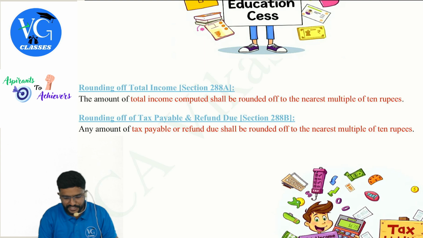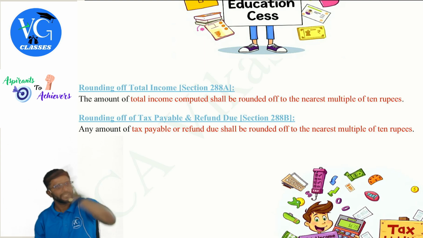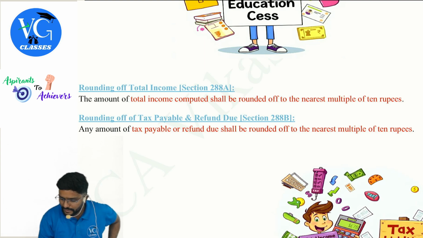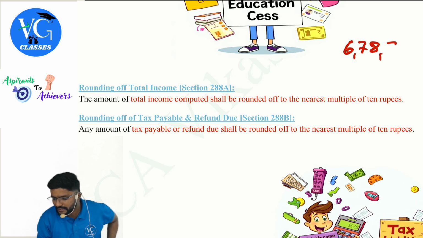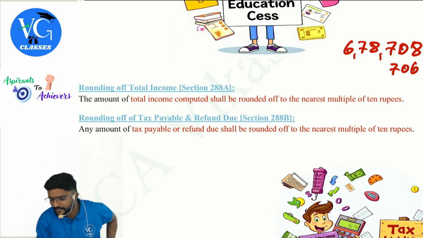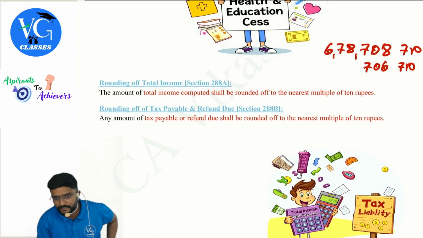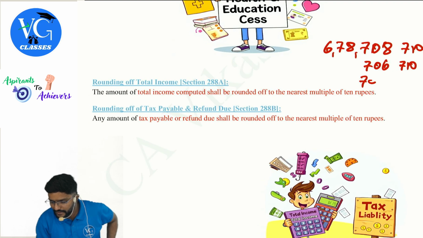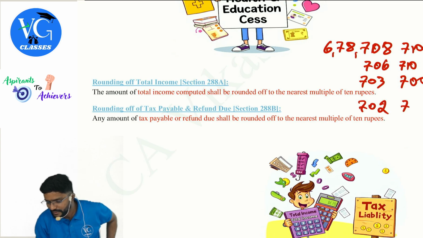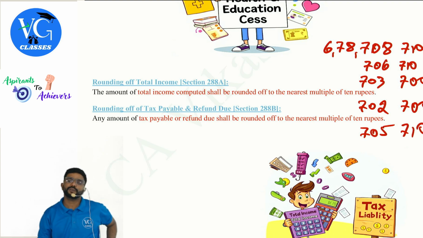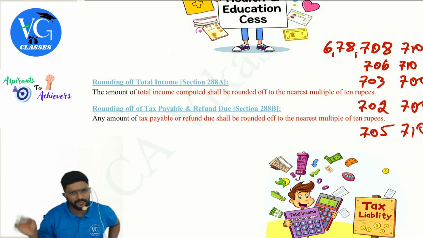For example, how is it? 5 or more, go to the next 10; less than 5, go to the previous 10. For example, 6,78,708, what should I do? 710. Next, 706, 710. Next, 703, 700. 702, 700. 705, 710. 5 or more goes to the next 10. This can be income or tax liability, whatever it is.